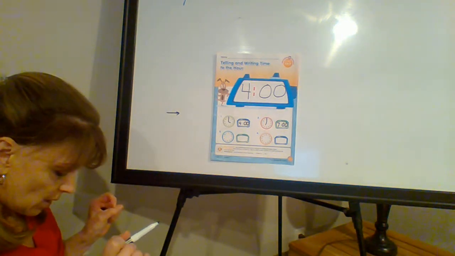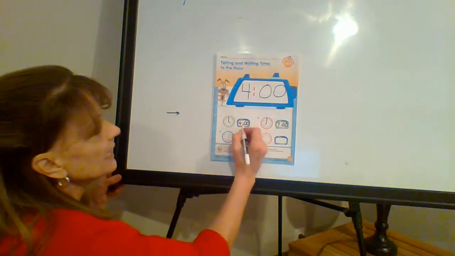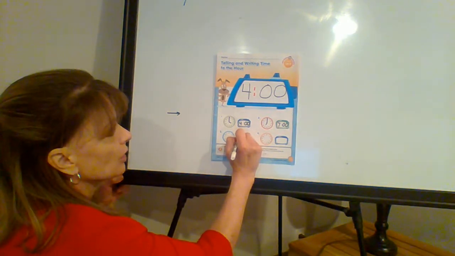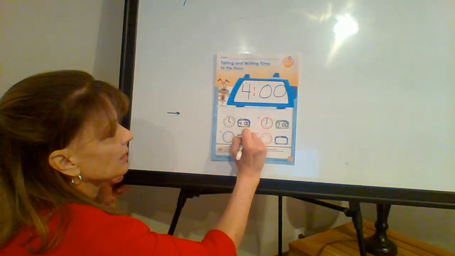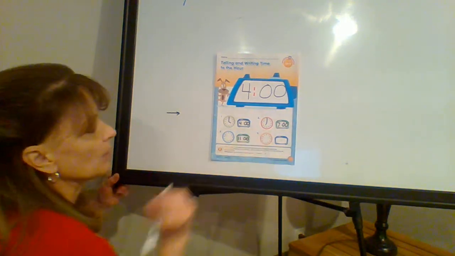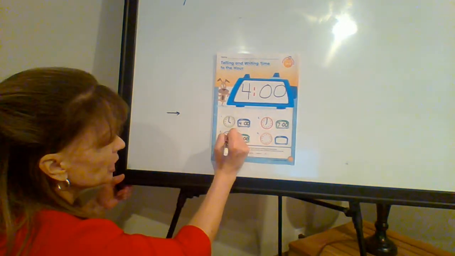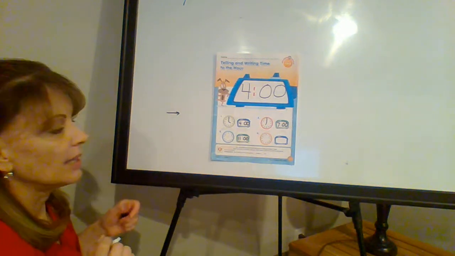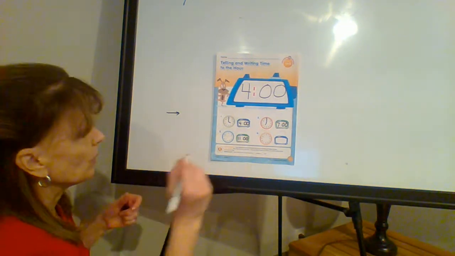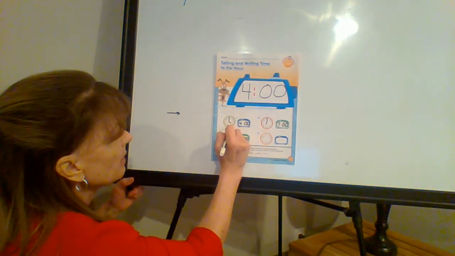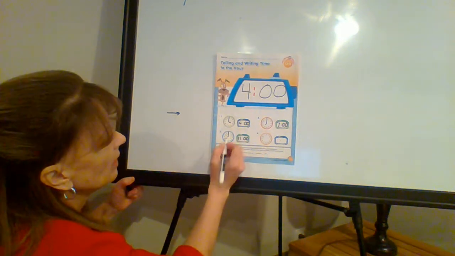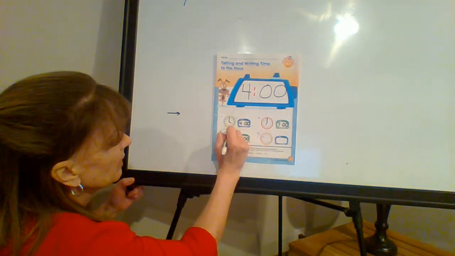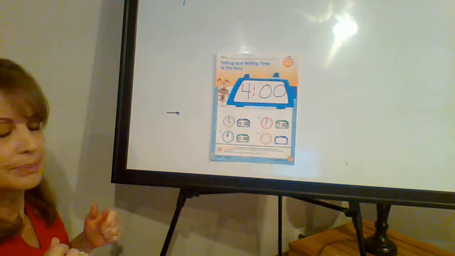Number 3, we're going to say is 11 o'clock. So 11, 0, 0. Put the dot. And if it's o'clock, we want that long hand going right up on the 12. And then the little hand right at the 11.